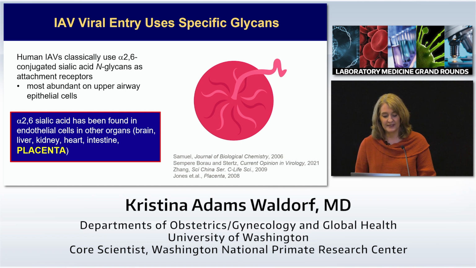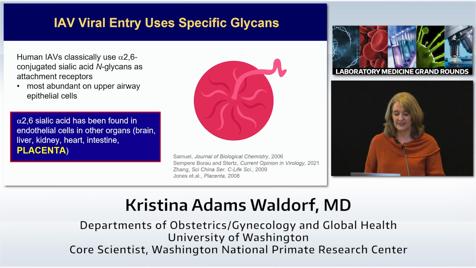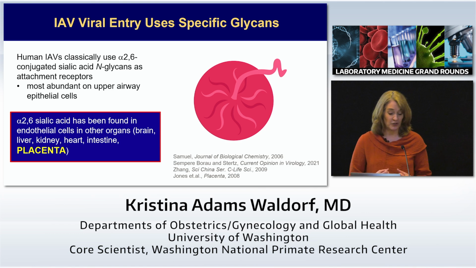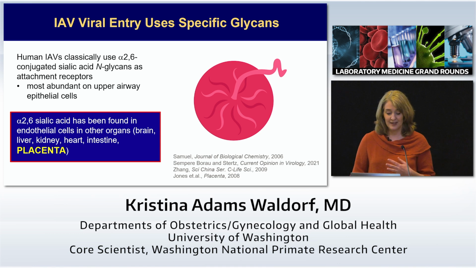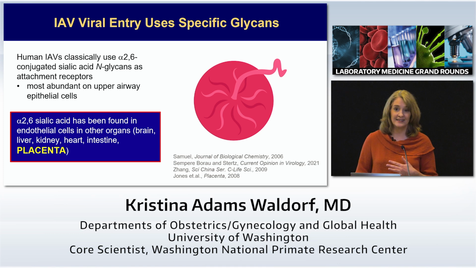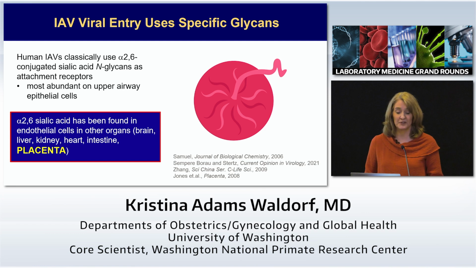The reason for this is that human influenza A viruses use an alpha-2,6 conjugated sialic acid as an attachment receptor, which is really abundant on the upper airway epithelial cells. But that's not the only place that has these alpha-2,6 sialic acids. They're in other organs: brain, liver, kidney, heart, intestine, and if you can believe it, in the placenta.